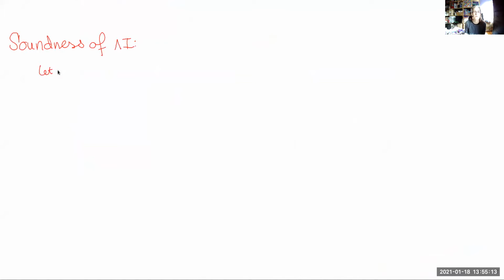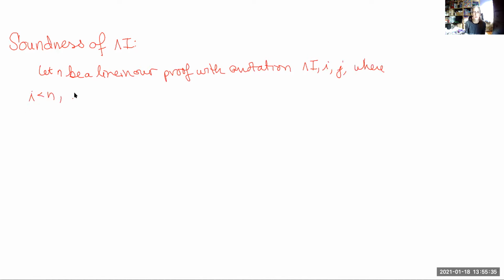let n be a line in our proof with annotation conjunction introduction, i and j, where i is earlier in the proof and j is earlier in the proof. And of course, i doesn't equal j.